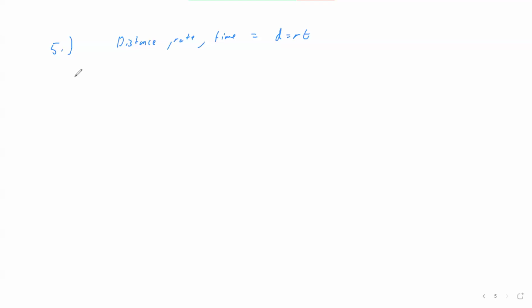So again, on number 5, it says on Lake Westbance, a man can paddle his kayak at a rate of 6 miles per hour. So a man can go 6 miles an hour on a lake. That's about as far as I know right now. So 6 miles per hour.